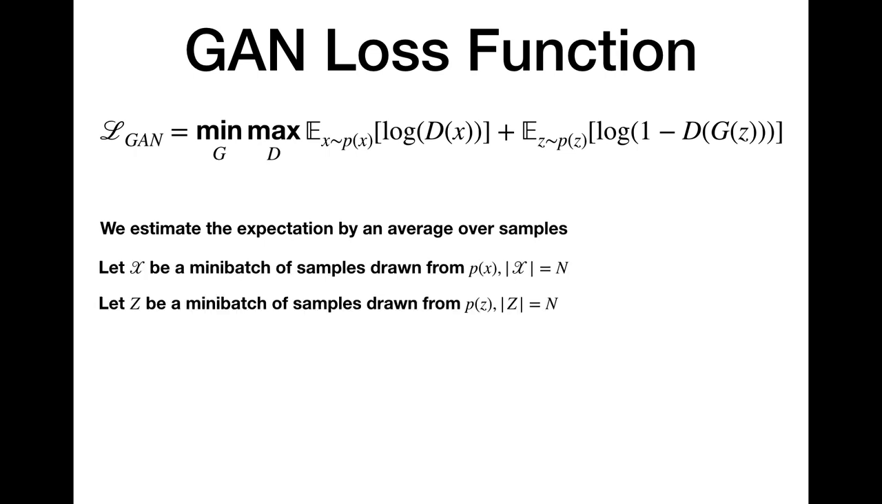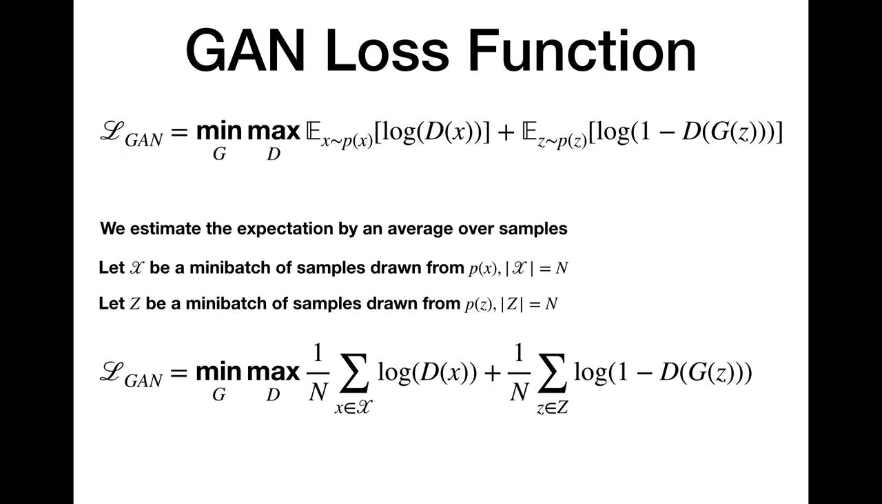Let X be a mini batch of real images drawn from P of X, where the cardinality of X is n, and Z be a mini batch of samples drawn from P of Z, where the cardinality of Z is also n. We can then write our GAN loss function in the following format, where we've essentially just replaced the expectations by sample averages. Next, let's write the loss functions for the generator and the discriminator separately so that we can iteratively update them one by one.